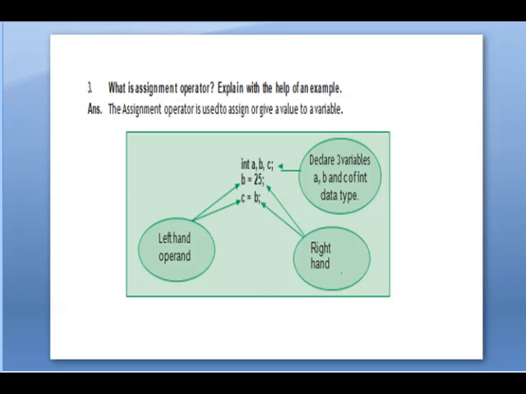So b and c are left hand operands, and 25 and b are right hand operands, and these 3 variables a, b and c are of integer data type.